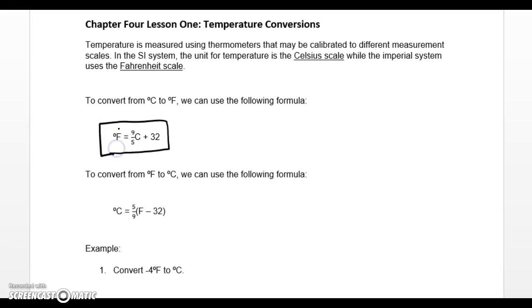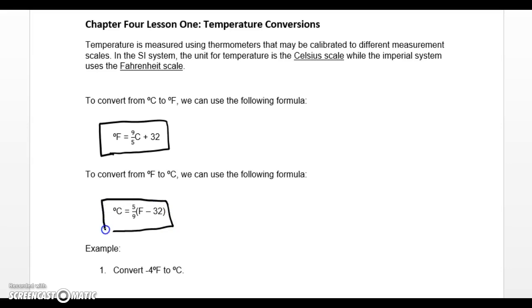That's when you're trying to find your degrees Fahrenheit. And then to convert from degrees Fahrenheit to degrees Celsius, we're going to use this formula. Degrees Celsius is equal to 5 divided by 9, then in brackets, we're going to multiply that with your degrees Fahrenheit minus 32.